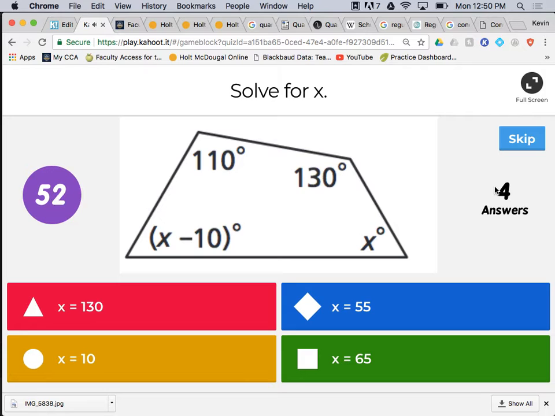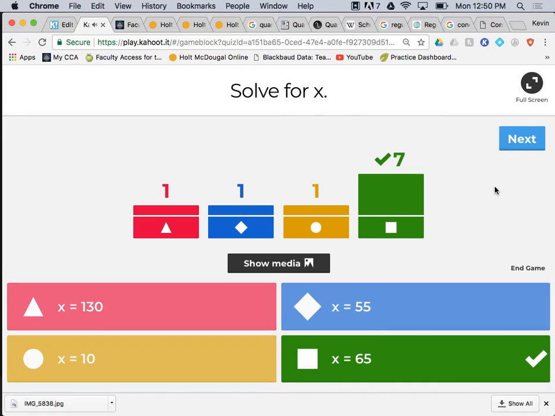Remember, it's n minus 2 times 180, right? How many sides are there? 4. 4 minus 2 is 2. 2 times 180 is 360. Add them up. 110 plus 130 plus x minus 10 plus x equals 360. 110 plus 130 minus 10 is 230, plus 2x equals 360. Subtract 230 from both sides. Are you guys following this? 2x equals 130. Divide by 2, and then x equals 65. Does that make sense?